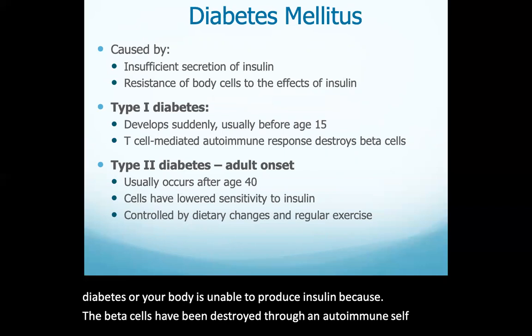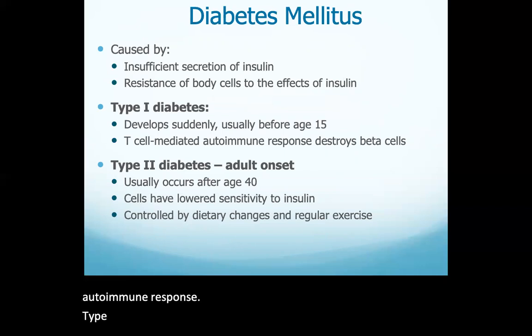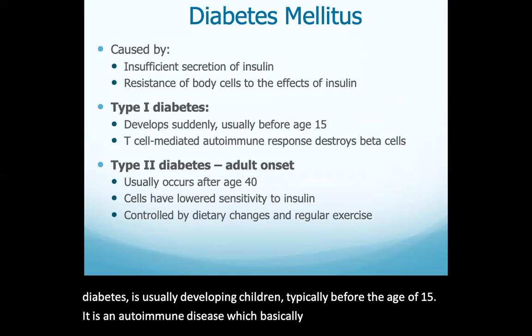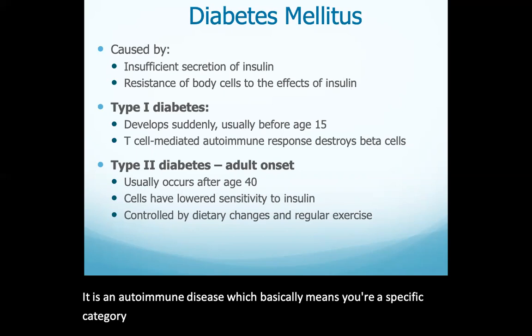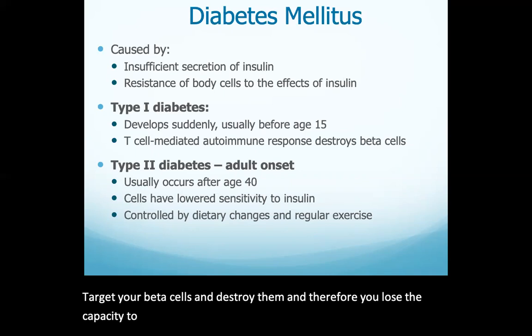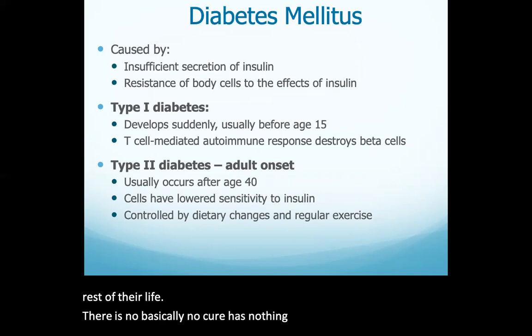So type 1 diabetes, just to put it in perspective, also known as juvenile diabetes, is usually developed in children, typically before the age of 15. It is an autoimmune disease, which basically means a specific category of immune cells called T cells target your beta cells and destroy them. And therefore, you lose the capacity to make insulin. These people will be insulin dependent for the rest of their life. There is basically no cure. It has nothing to do with what you eat.